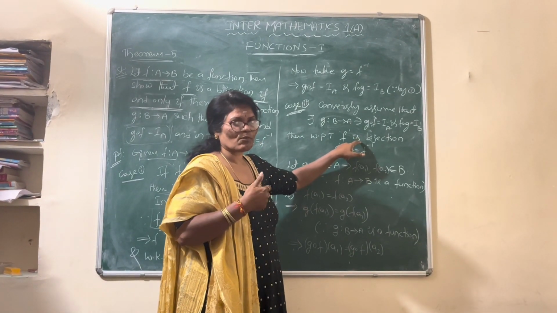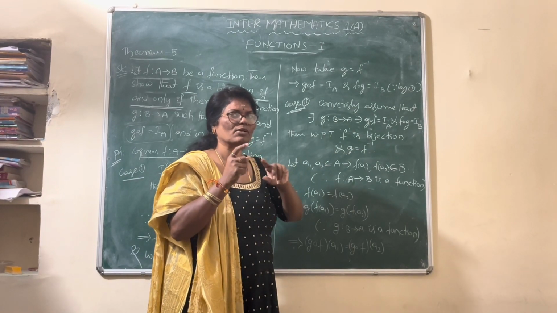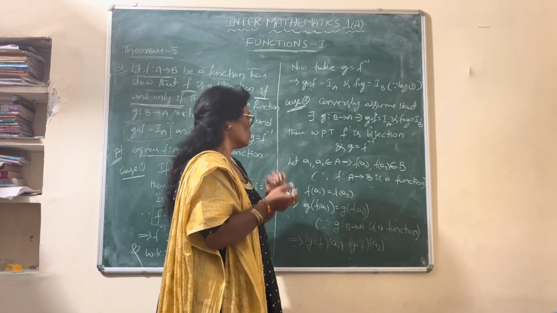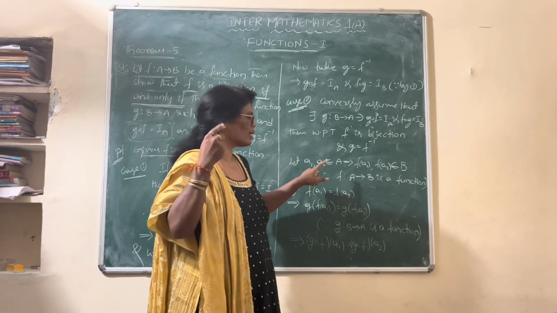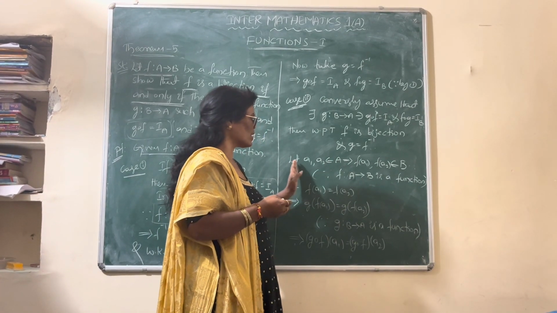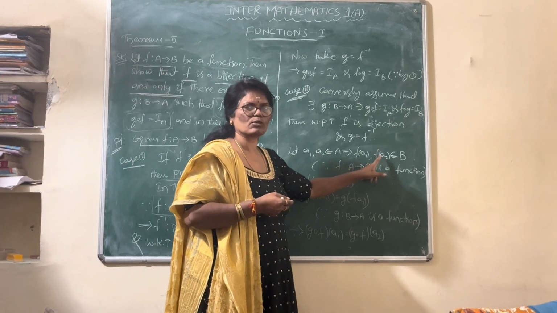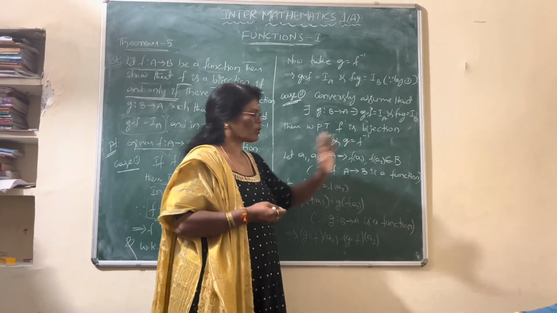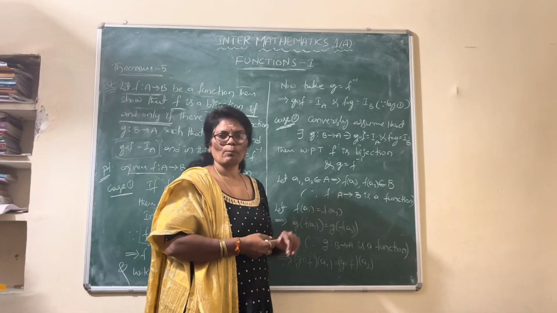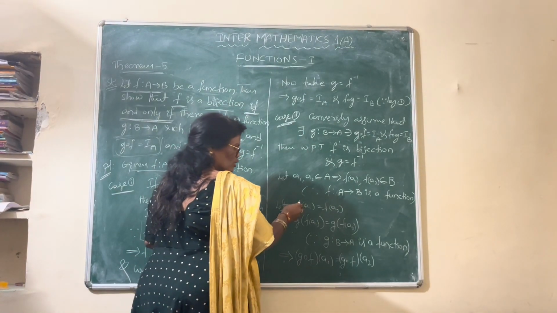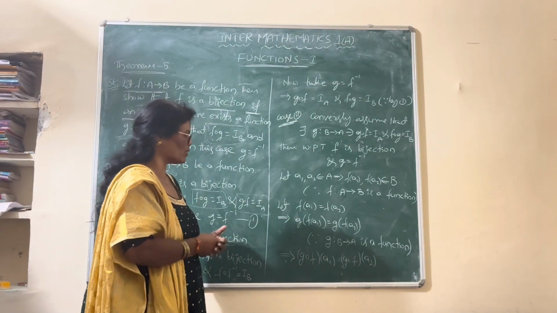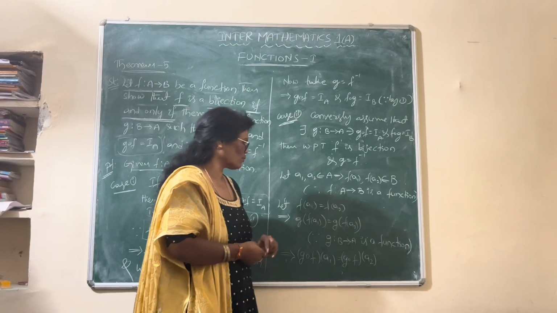For the one-to-one condition: suppose if f of a1 is equal to f of a2, then a1 is equal to a2. We need to prove that condition. So let a1, a2 be any two elements in the domain A. Then their image elements f of a1 and f of a2 are elements in B, because f is a function from A to B. And you should consider f of a1 is equal to f of a2, according to the definition of one-to-one.